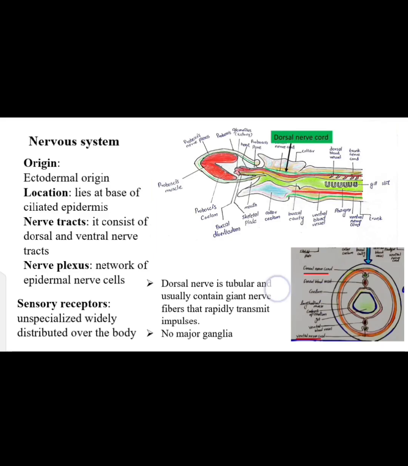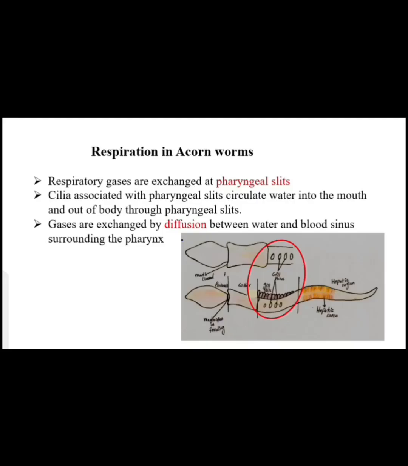The dorsal nerve is tubular and usually acts as a giant nerve fiber that rapidly transmits impulses. No major ganglia are present in the nervous system of acorn worms. Sensory receptors are unspecialized and they are widely distributed over the body.